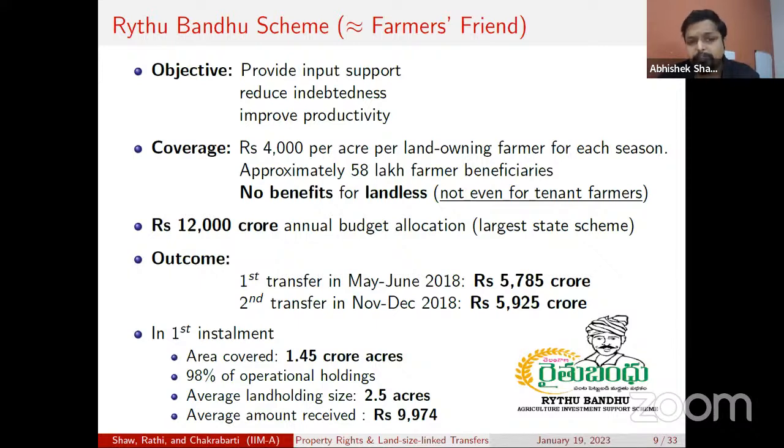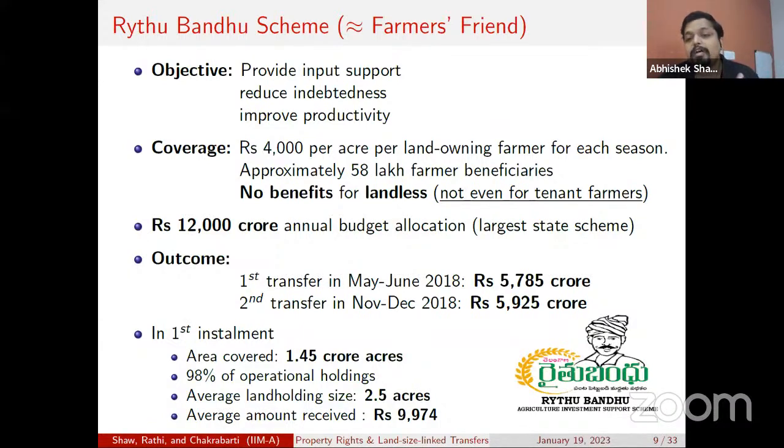And in terms of the size of the scheme, it's a very large scheme. I mean, it's a very, very lavish scheme. 12,000 crores in a state budget is a very large amount. I think it's about 7% of the state budget or something. It's a fairly lavish amount. So there are some things to remember here.